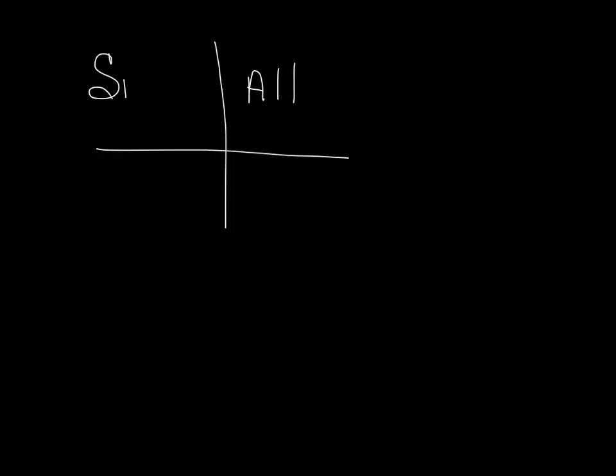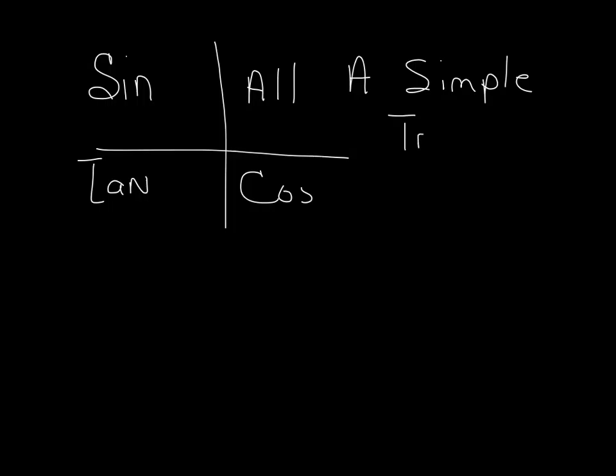Now remember we said that all are positive in quadrant 1. The sine and its reciprocal are positive in quadrant 2. The tangent and its reciprocal in quadrant 3. And the cosine and its reciprocal in quadrant 4. I told you could remember A Simple Trig Chart. That helps us to determine what's positive and what's negative.